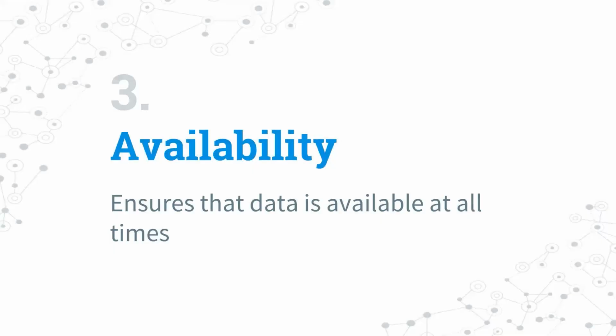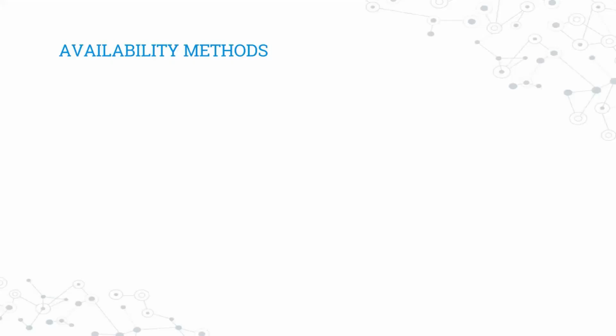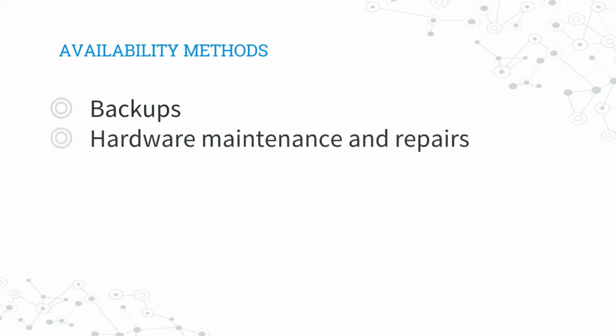And finally, we have availability, which ensures that data is available at all times. Whenever people need to work on data, it is right there waiting for them. And there are different methods of achieving this. We have backups, we have hardware maintenance and repairs, and we also have disaster recovery as well, which we'll talk about a bit later as well.